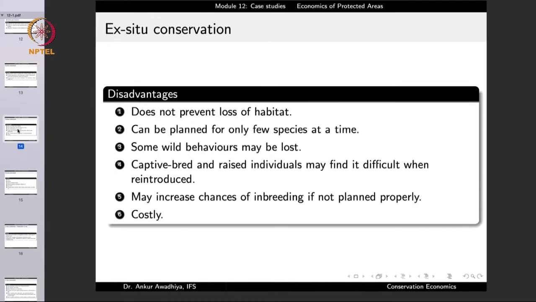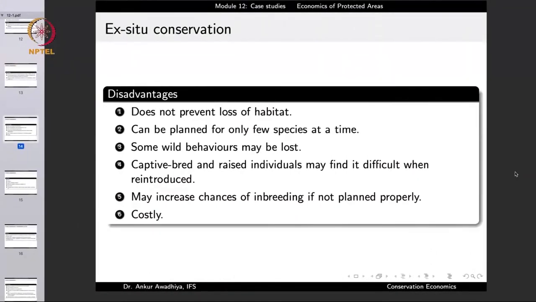However, it also has certain disadvantages, because we are taking the animal out of its natural habitat and conserving those few animals, but in this process we are not conserving the habitat. So it is possible that you remove all of the critically endangered individuals from the natural environment, bring them to a zoo, do captive breeding, but in the meantime their natural habitat gets destroyed completely. So that would defeat the purpose. So this is one disadvantage.